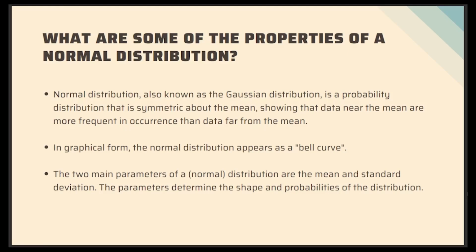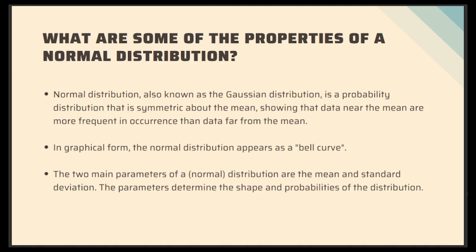Normal distribution, also known as the Gaussian distribution, is a probability distribution that is symmetric about the mean and which shows that data near the mean are more frequent in occurrence than the data far from the mean. Which means that whatever is the mean of the data, many values are near to that mean, and very few values are far away from the mean. In graphical form, the normal distribution appears as a bell curve.